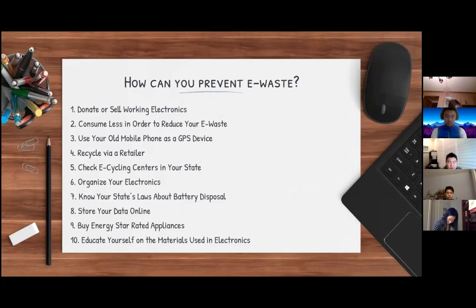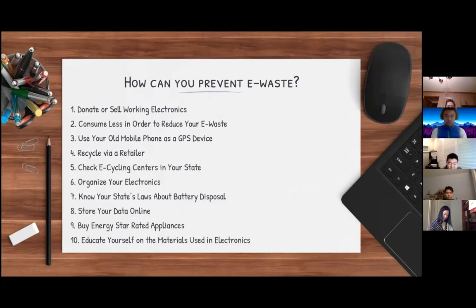And number eight, store your data online. I know many people using phones or computers who don't have a lot of data anymore, so they're just going to change to a new one. There's something called iCloud on the iPhone, so people can save their data online in the iCloud. Nine, buy energy star rated appliances.